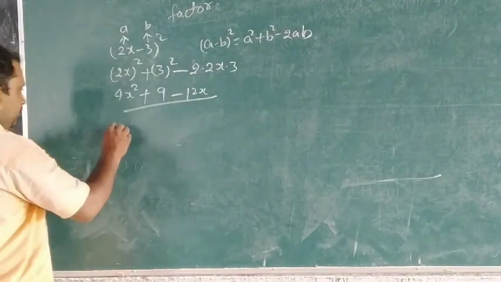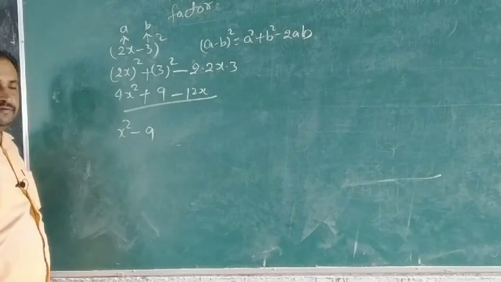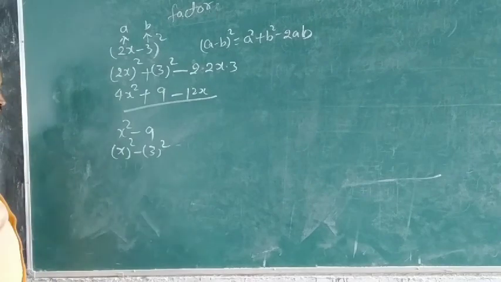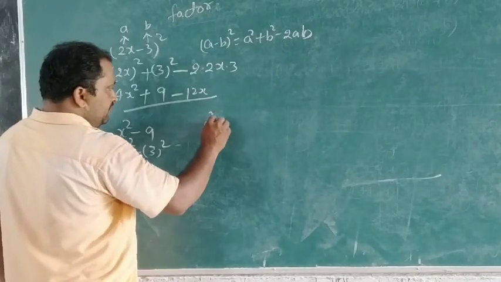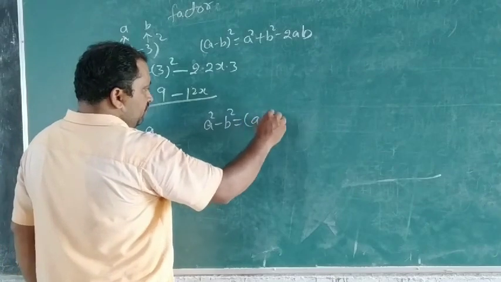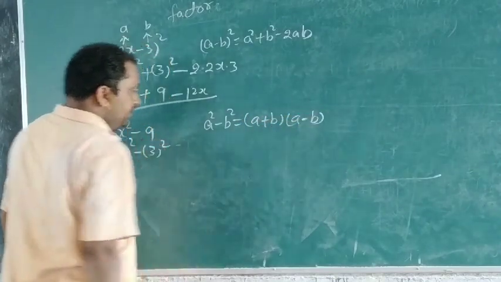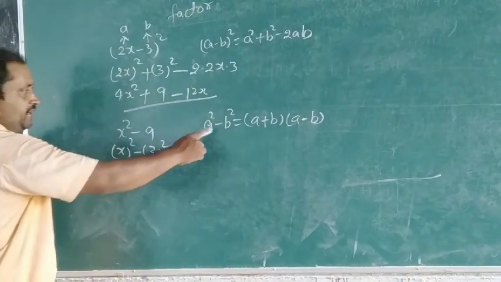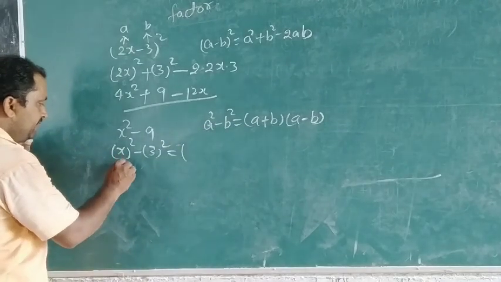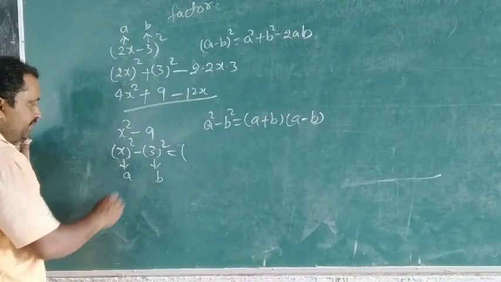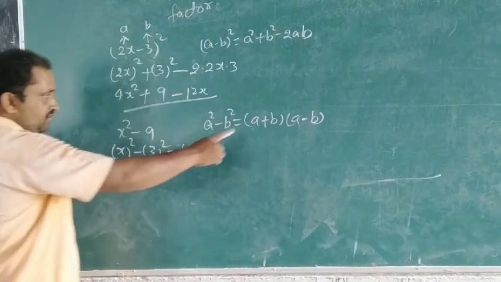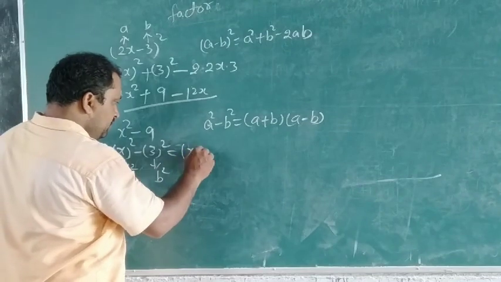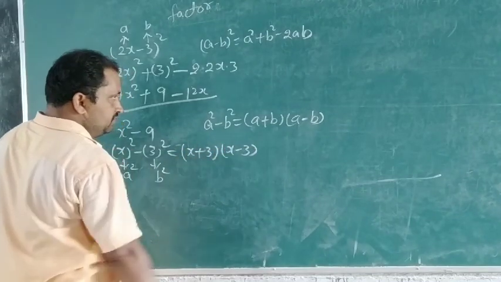What will be factor of x square minus 9? This is the type of x का whole square and 3 का whole square. This type is a square minus b square. What will be equal to 1 bracket a plus b, another bracket a minus b. This is a square minus 3 का square. यहाँ देखिए x की जगह पर क्या है a, 3 की जगह पर क्या है b. यहाँ a square minus b square. क्या फार्मूला है? 1 bracket a plus b, another bracket a minus b. a की जगह पर क्या है x, तो x plus 3 and x minus 3.